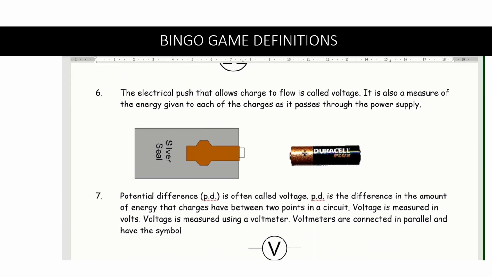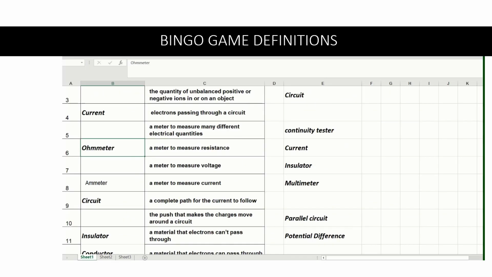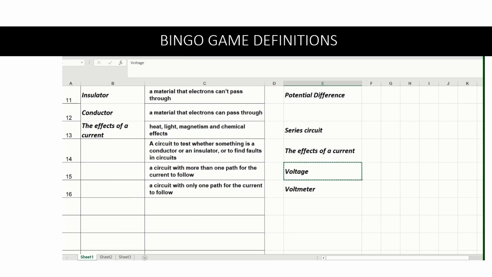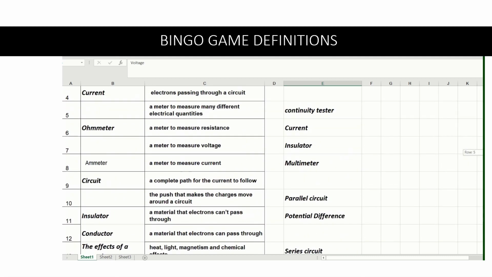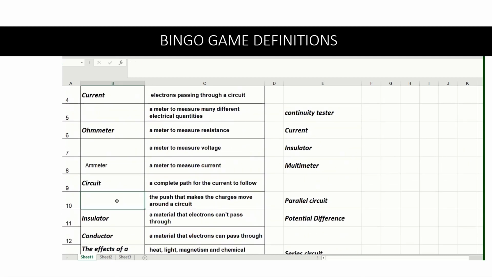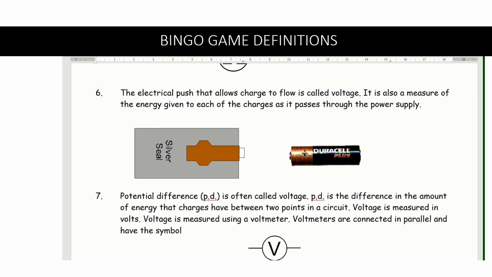The electrical push that allows charge to flow is called voltage. Bingo. So voltage, near the bottom. Voltage is the electrical push. Let's see. Look here. So voltage is the electrical push. It is also a measure of the energy given to each charge as it passes through the supply.